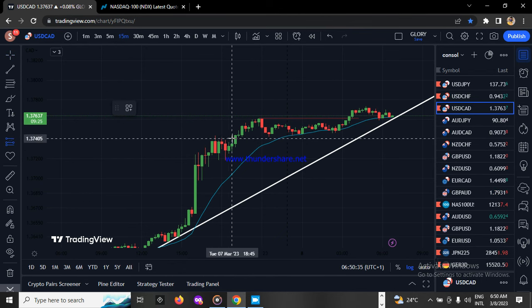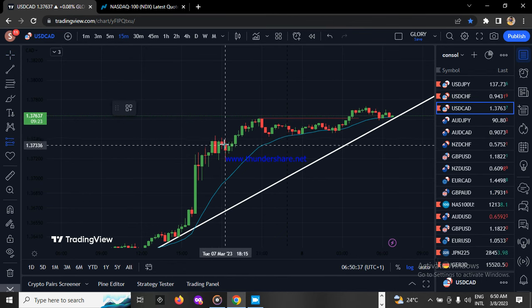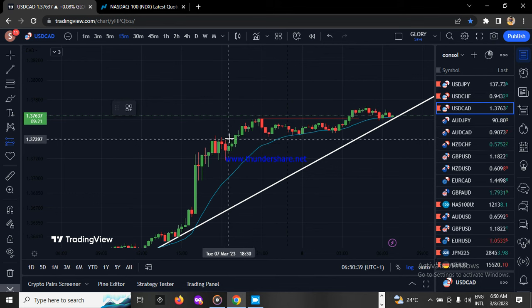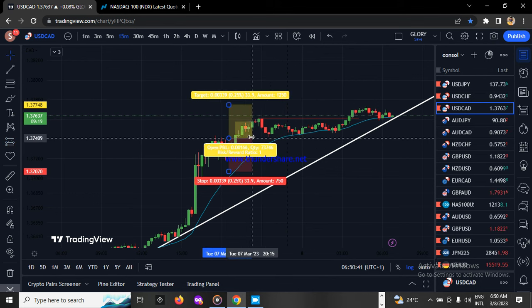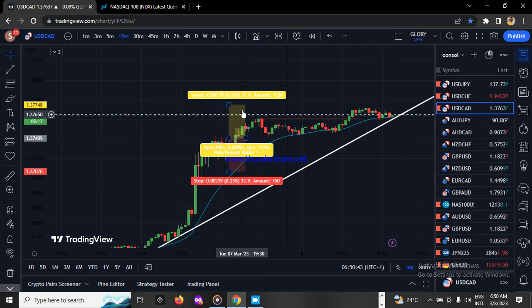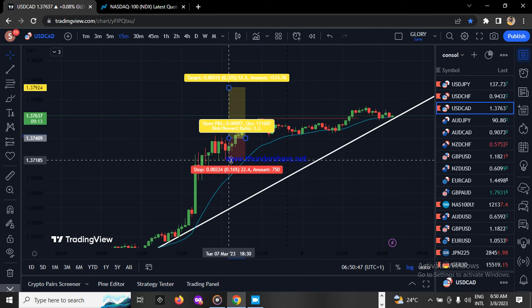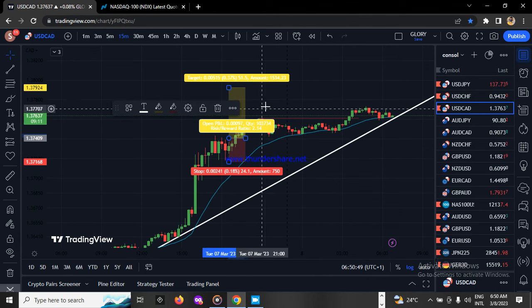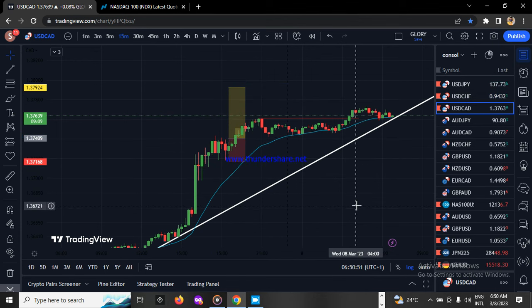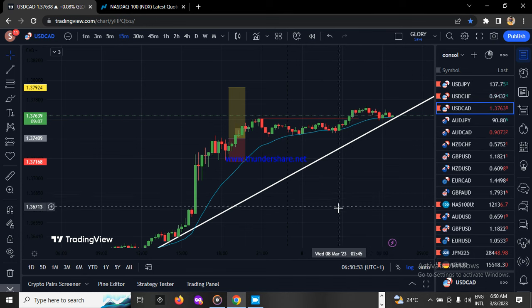Put your entry, immediately price goes above the high of the bearish candle, and your take profit 2 to 1 minimum. Your stop loss below the wick. So that is how you should be trading traps.